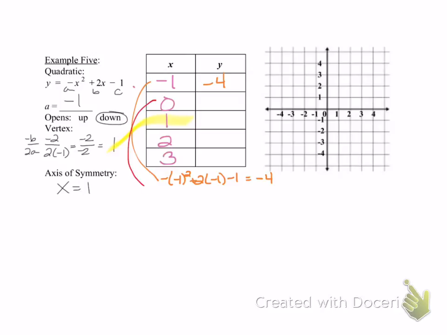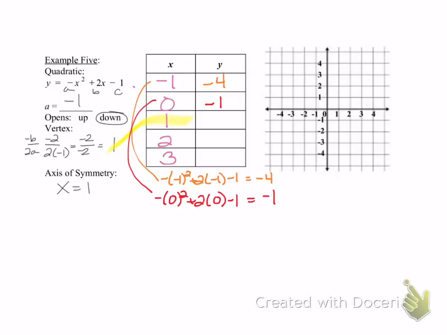And don't be afraid to plug the stuff in your calculator. Okay, our next one, let's plug in 0. So we plug in 0 squared plus 2 times 0 minus 1. And that gives us negative 1. So this is a negative 1.